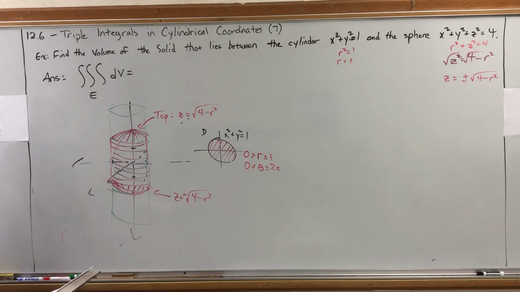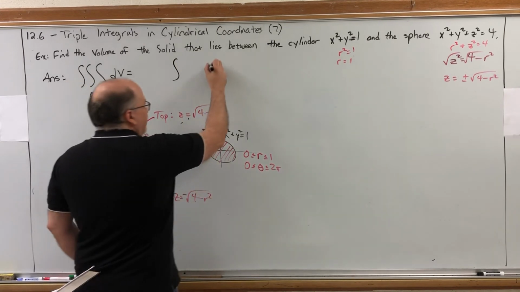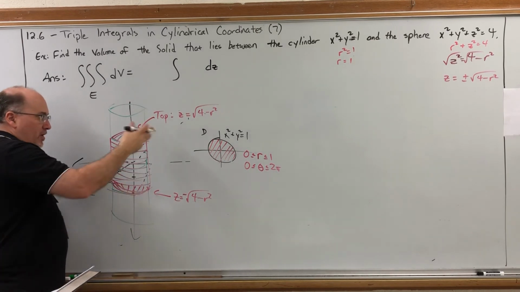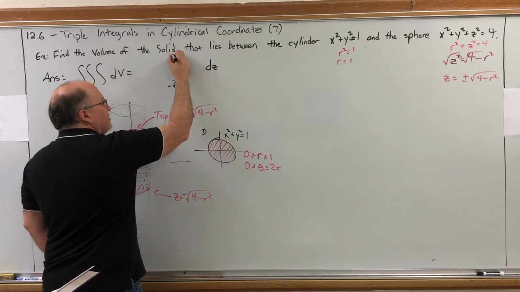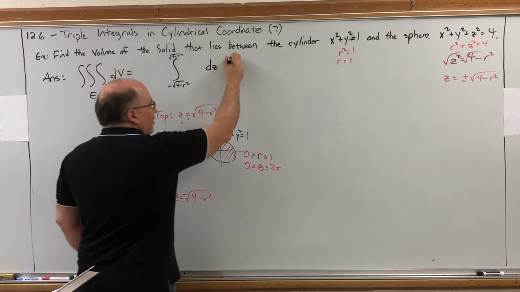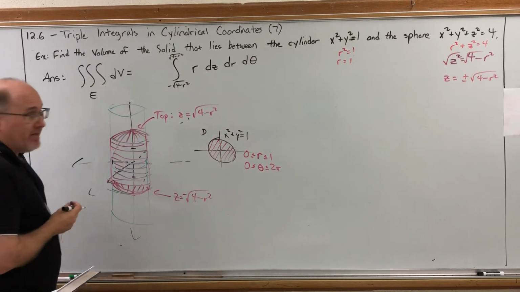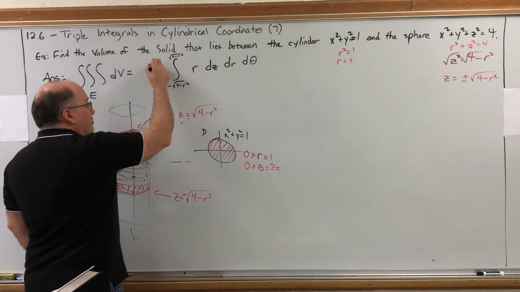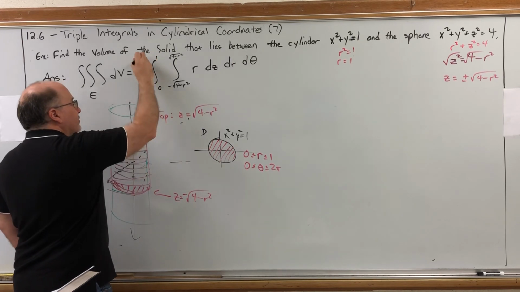So I think this is going to be pretty easy to set up. Let's start with dz. And the z's are bounded below and above by these equations. So negative square root of 4 minus r squared, positive square root of 4 minus r squared. Now for the double integral, dr d theta, because it's in polar coordinates, we do pick up an r. You'll see why that's not only convenient but necessary in a moment. And then our r's are going from 0 to 1, and our thetas are going from 0 to 2 pi.